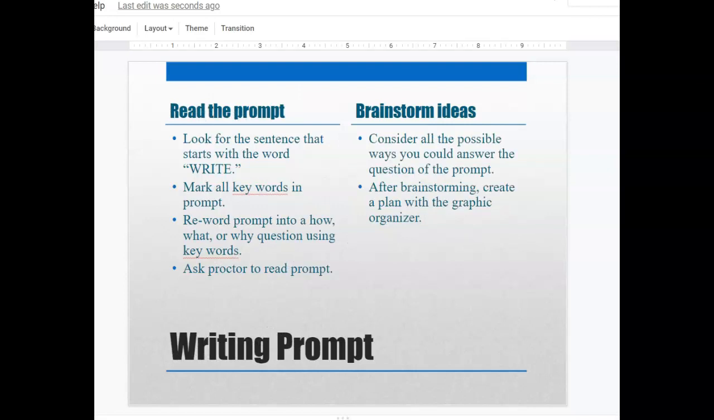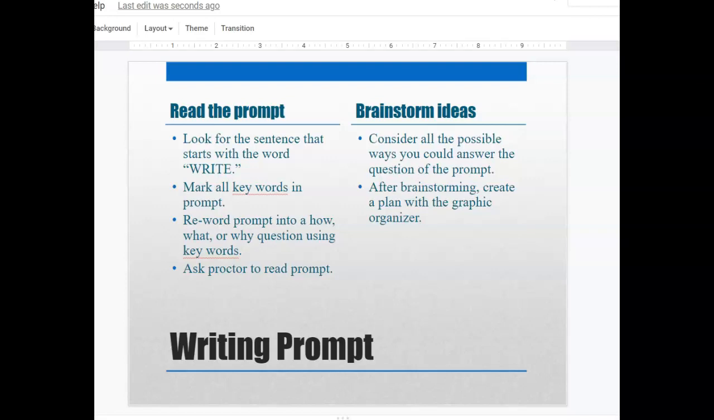The third section that's actually in the booklet is the writing prompt, but you don't have to do it third. You can do it whenever it's best for you. So read the prompt. Look for the sentence that starts with the word write. That is the most important part of the prompt. Circle all those key words in the prompt, and then reword that prompt into a how, what, or why question.